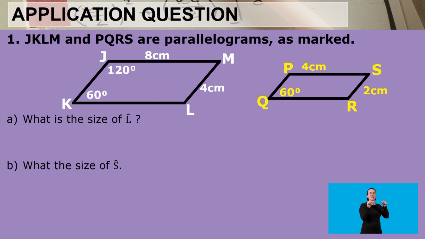Look at the diagram. The word parallelogram informs us that the opposite angles are equal. So that angle is 120. So angle L is opposite angle J. Therefore, angle L equals 120 degrees. And the reason would be opposite angles of a parallelogram.